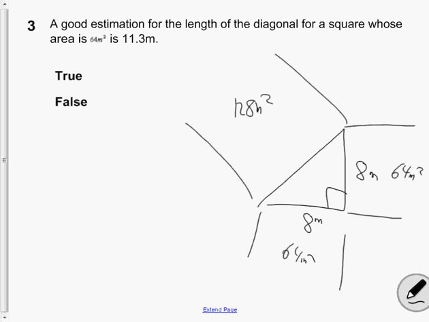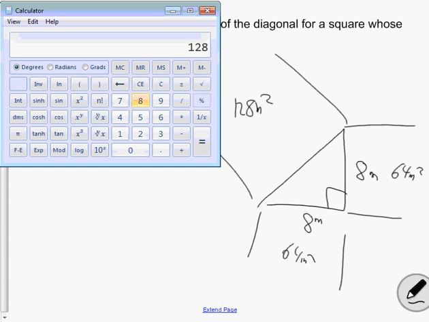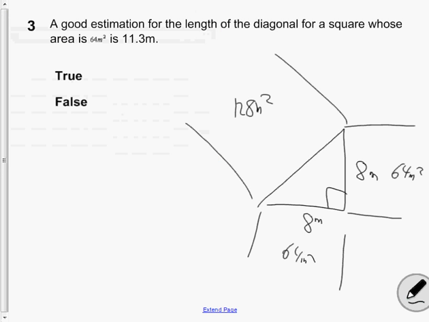And if the area of that square is 128 meters squared, then if I take the square root of that, I would get 11.3, approximately, because I rounded it. So the answer, therefore, is true.